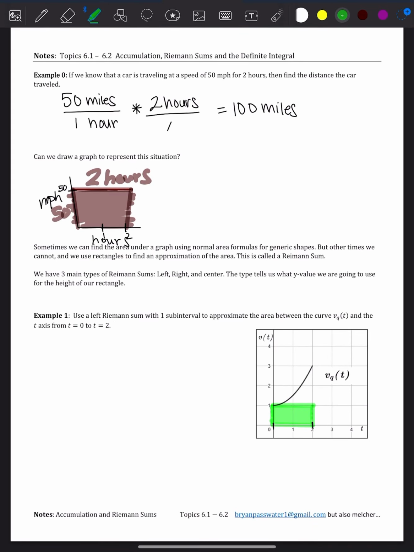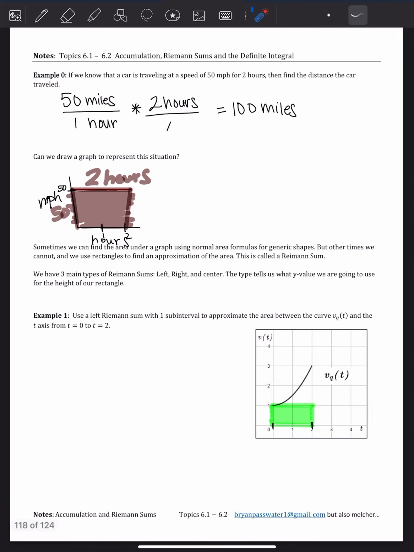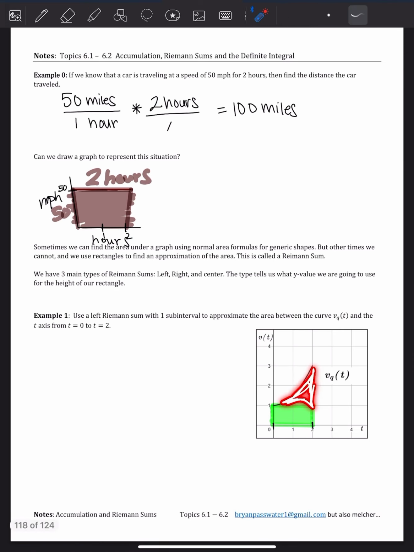So one thing that you may notice is we are missing a lot of space here, and that's okay. We're not going to be worrying about that right now. We're not worrying about what kind of approximation we have. We're just looking at how to manually do it. So we have a left Riemann sum.